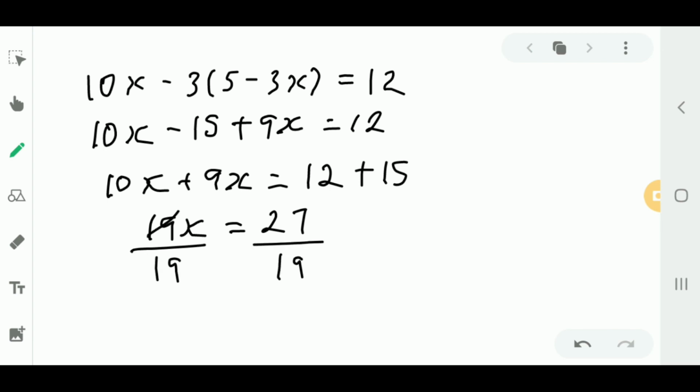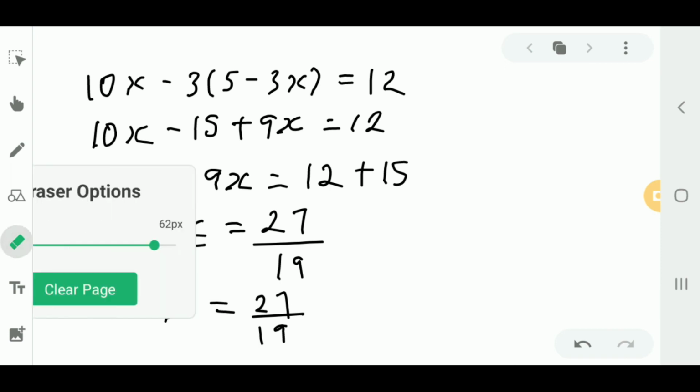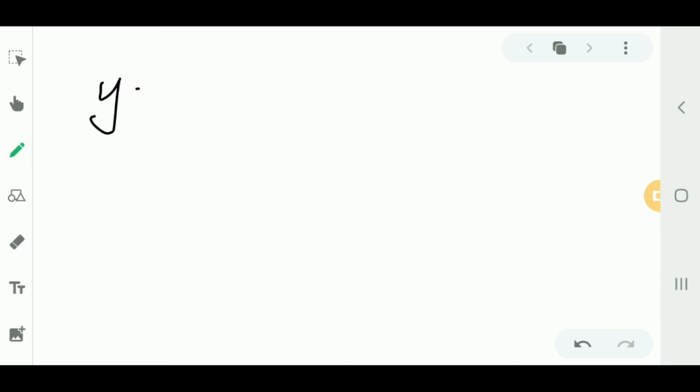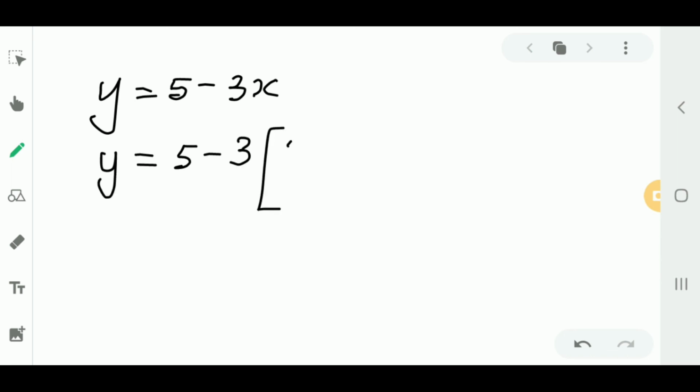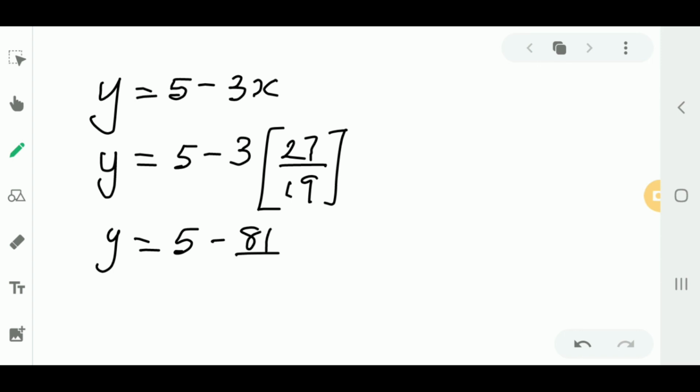Yes, guys, you can get a fraction. You could write this as a mixed fraction, but I'm going to leave this as is. So now that we have x is equal to 27 over 19, anywhere in equation 3, which would have been y is equal to 5 minus 3x, anywhere I see x, I'm substituting 27 over 19. So we have y is equal to 5 minus 3 times 27 over 19. So y is equal to 5 minus 3 times 27, that's 81 over 19.